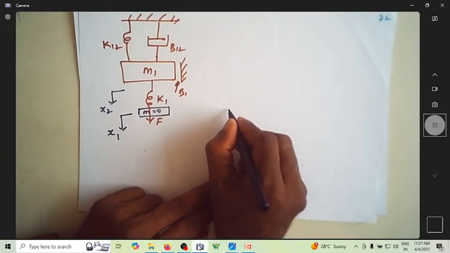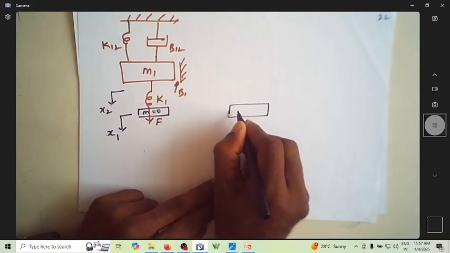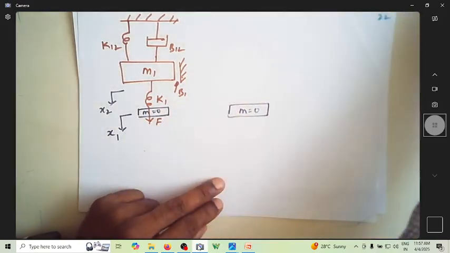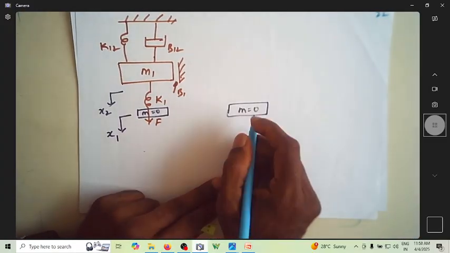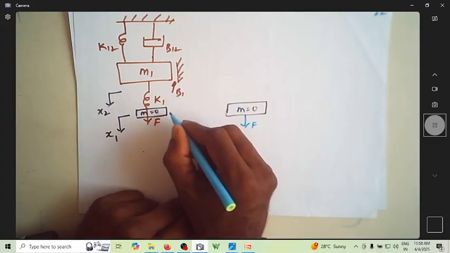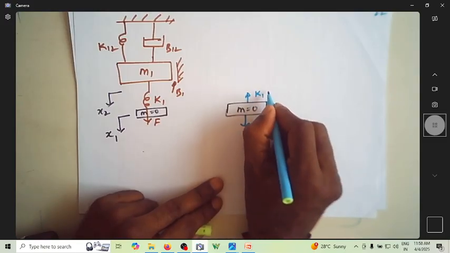So now let me write the FBD. This is my mass with m equal to 0. Let me start writing the acting and opposing forces. So what is the acting force? The acting force is this F. The opposing force on this mass is in the opposite direction, which is nothing but K1.